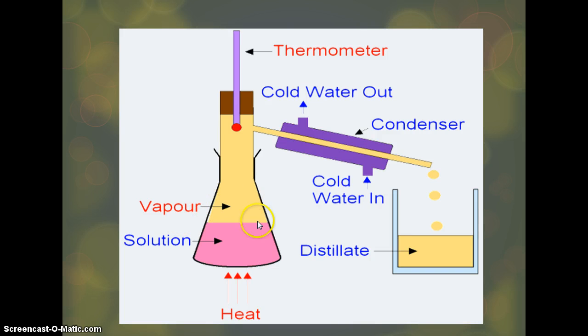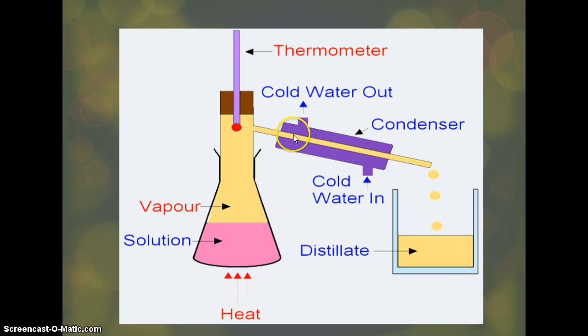So here's our solution. You're going to heat the solution. It's going to turn into a gas. Now the thermometer is here. It lets us know what the temperature of the gas is, and that lets us know which component is actually turning into a gas, so we know what we're collecting over here.